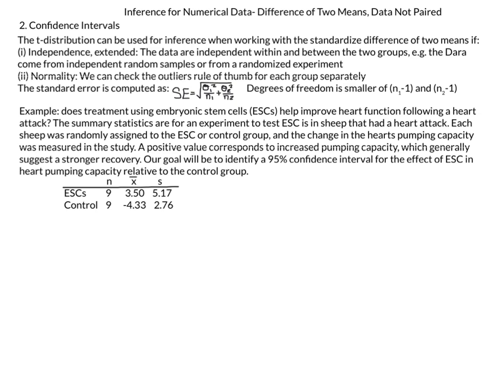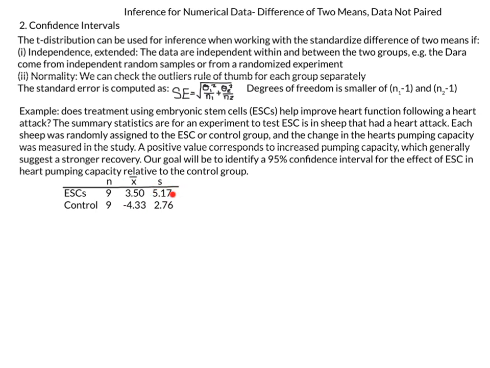And just looking really quickly at our data, both groups have a sample size of 9, which is a small sample. Remember, our cutoff for not a small sample would be 30. Here, on average, our embryonic stem cell pumping capacity is a positive 3.5, so that's improved, a stronger recovery. And control is a negative 4.33, so it sure does look like there's a difference, but we want to know, is that difference maybe just because of an unfortunate sample versus something that we really would expect.